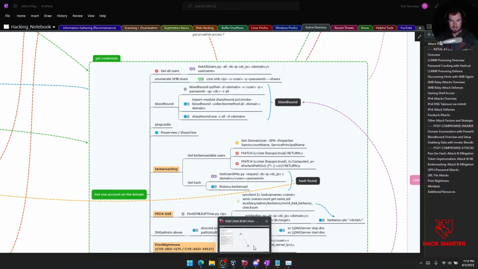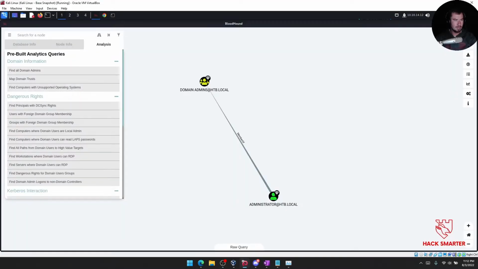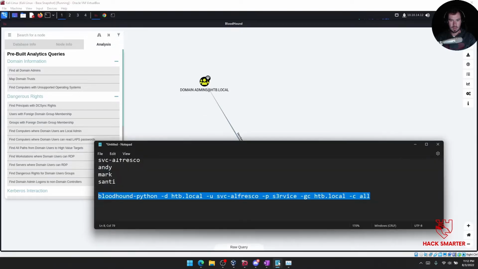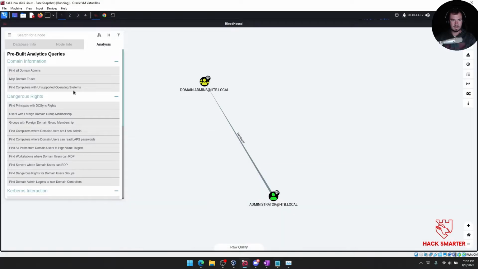Let's keep hacking. Looking at the comments, Amoeba Man had a good point. He said, "Hey, what are the permissions for that service account?" And remember, we saw that service account was part of some privileged IT users. So let's go ahead and look up our service account. I think we can just search for it if I can remember the service account's name. SVC Alfresco.